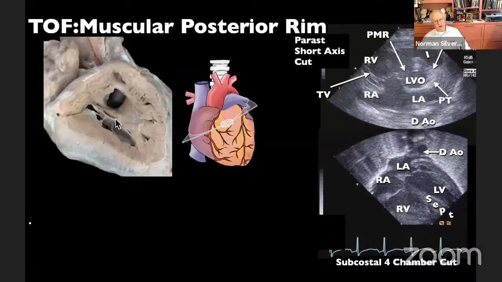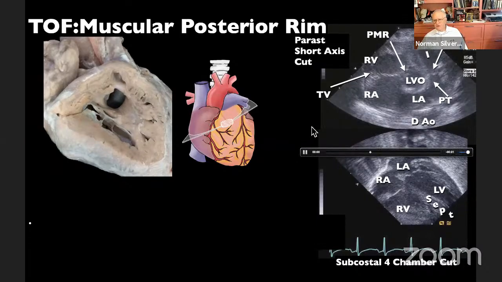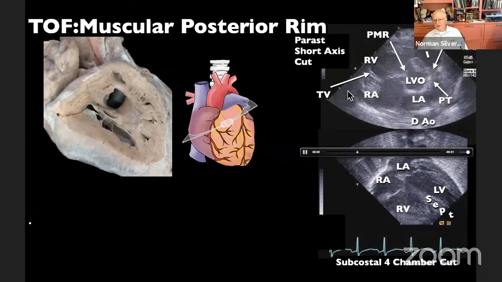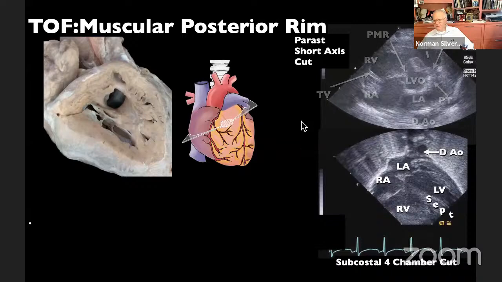Now we can recognize this echocardiographically. And here you will see the posterior muscular ridge that I want you to concentrate on. This is left ventricular outflow tract, pulmonary trunk, and pulmonary valve. When I get to see that in the motion, you can identify that. Tricuspid valve, right ventricle and right atrium, etc. And this is a parasternal short axis cut.